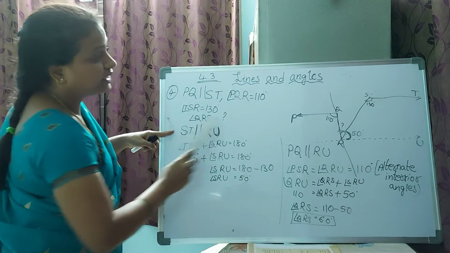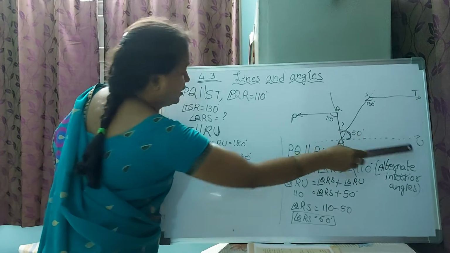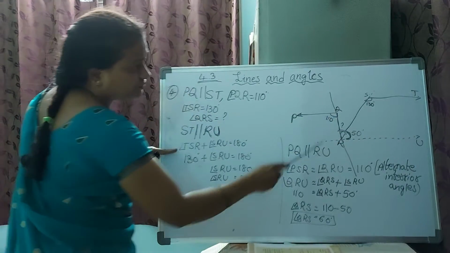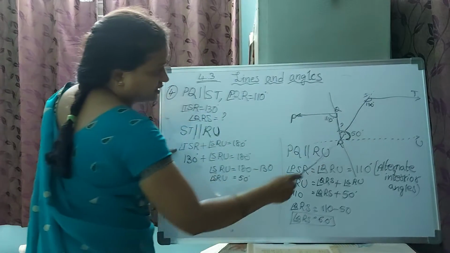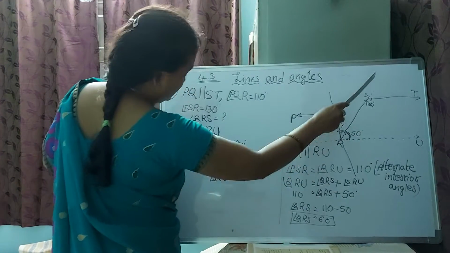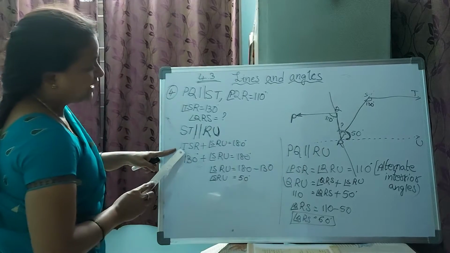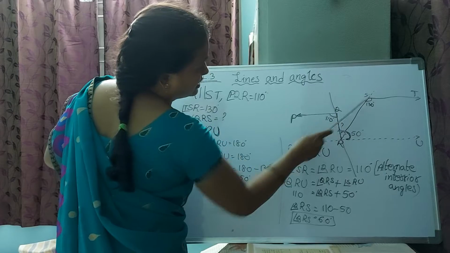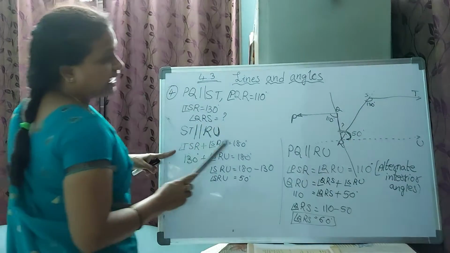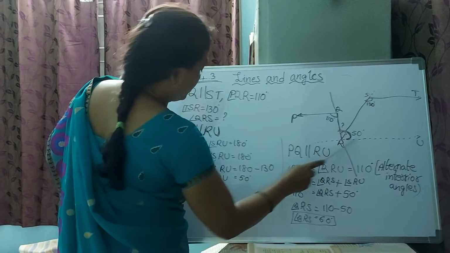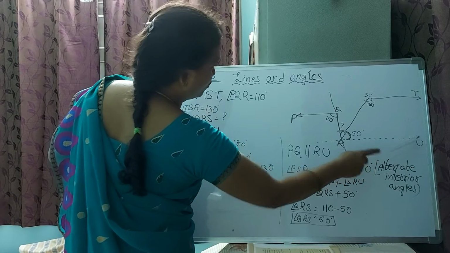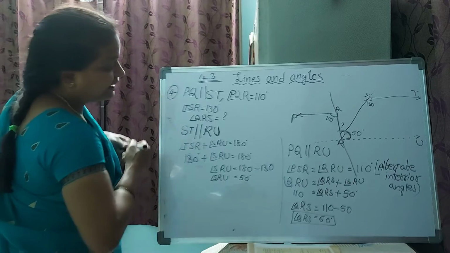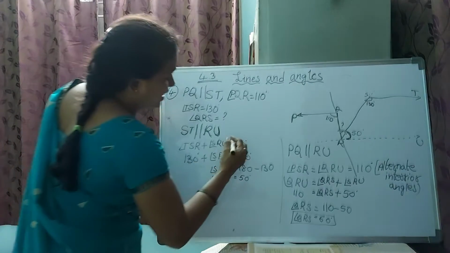See here, ST is parallel to RU. In this, SR is a transversal. So angle TSR plus angle SRU is equal to 180 degrees. Why are these two angles 180? Angles on the same side of the transversal.